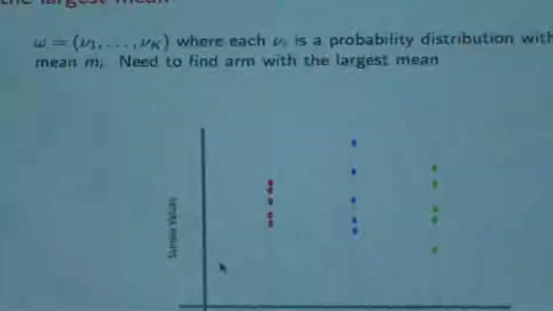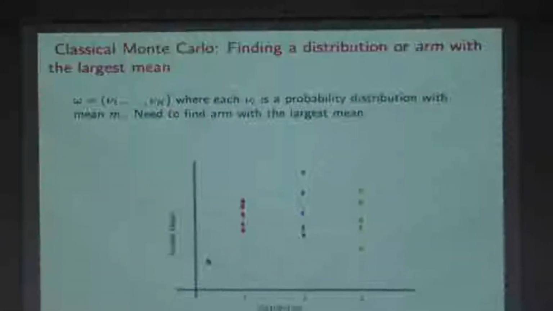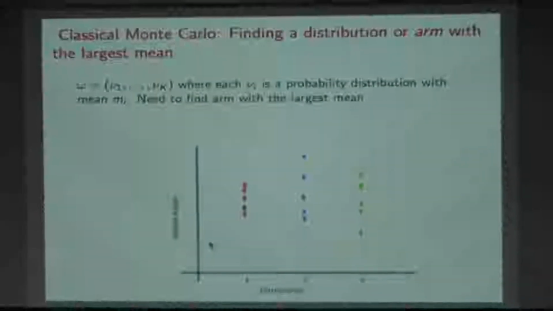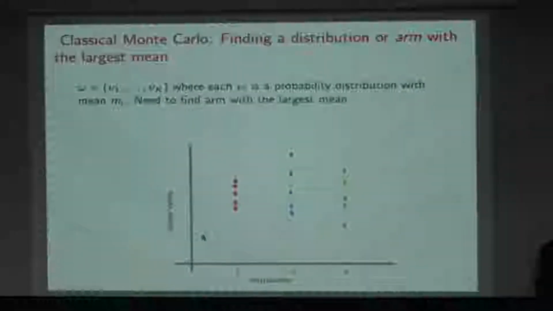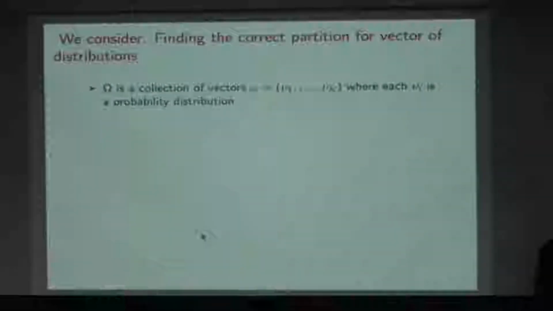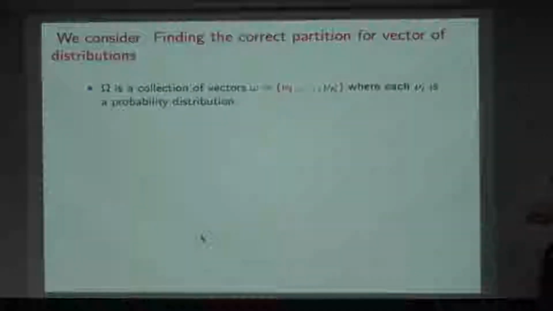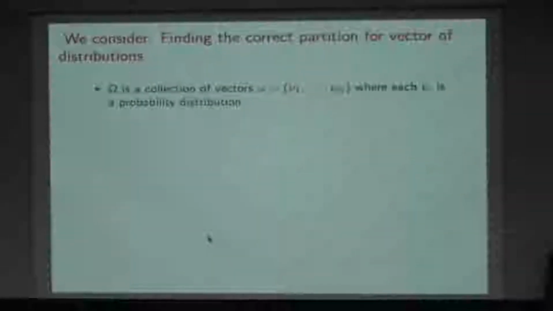This is a classical problem in the Monte Carlo simulation community. Finding a distribution arm with the largest mean. K arms, you want to find the arm with the mean which has the largest value. I mentioned this picture to you earlier. So now we'll just generalize that, because this came up when we were dealing with some finance problems, and we naturally saw some problems which are a more general version of this. So we want a framework which captures all of this in a unified manner.